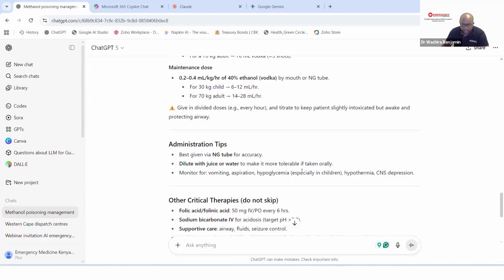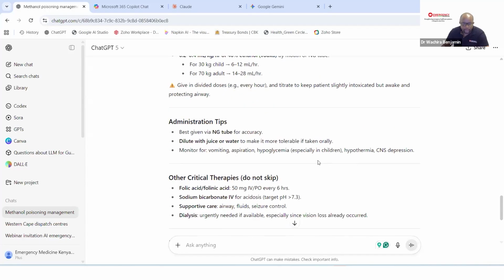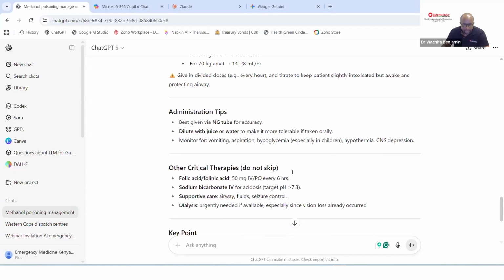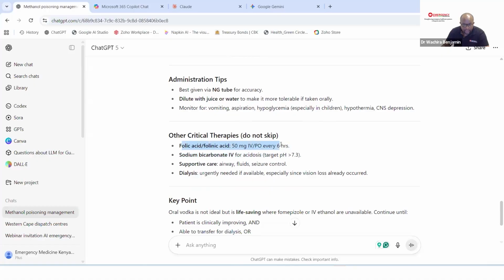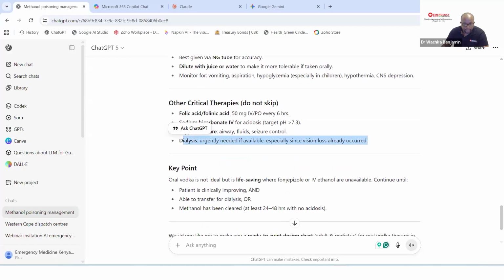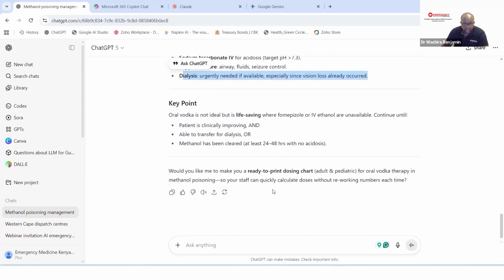If taken orally, monitor for vomiting, aspiration, hypoglycemia, hypothermia. Other considerations: you must give folinic acid. If you have access to a blood gas, then you can give bicarbonate. Supportive fluids, seizure control. The patient needs dialysis though. Urgent dialysis if available, especially since there is vision loss. Oral vodka is not ideal, but life-saving where these other things are not there.